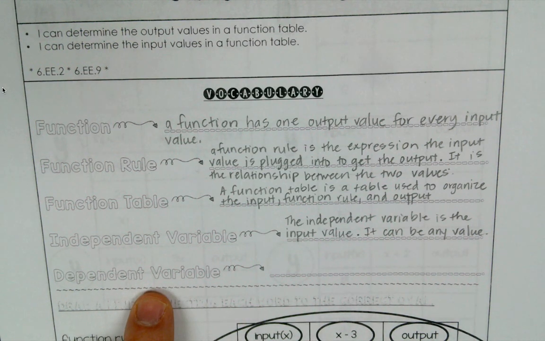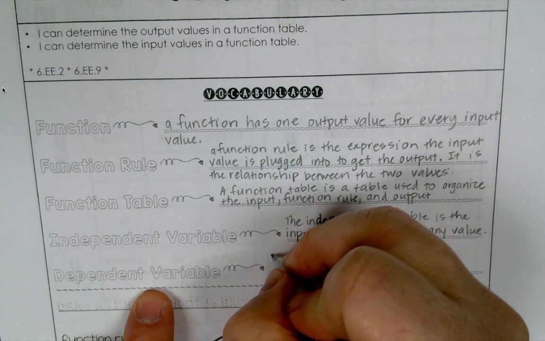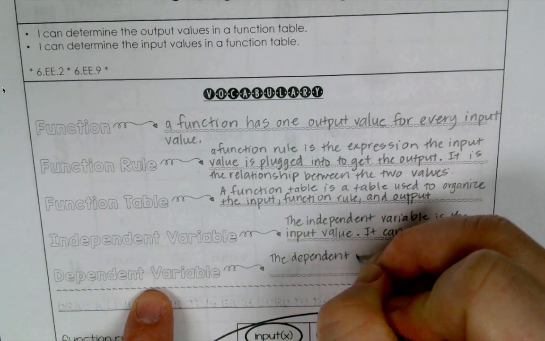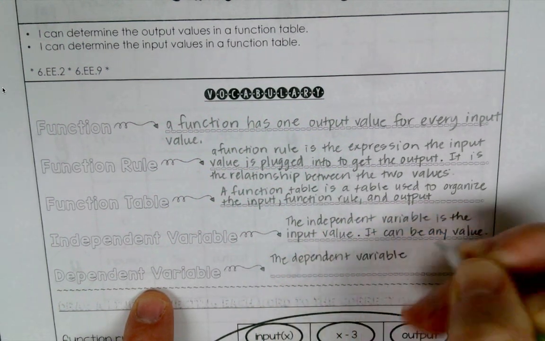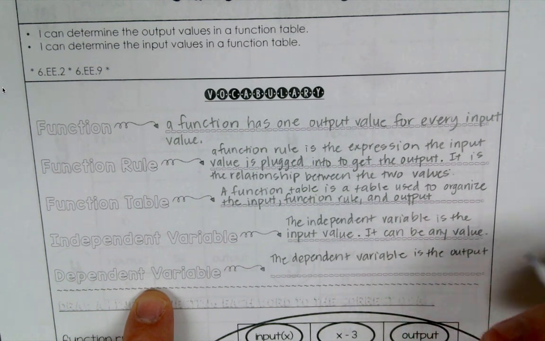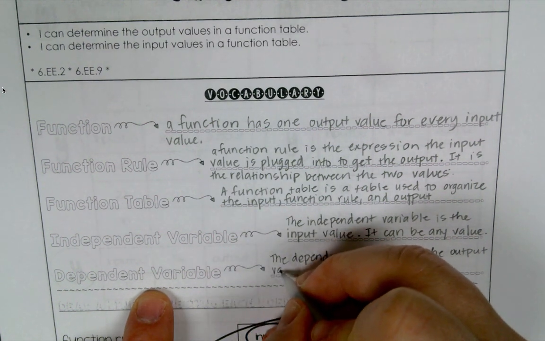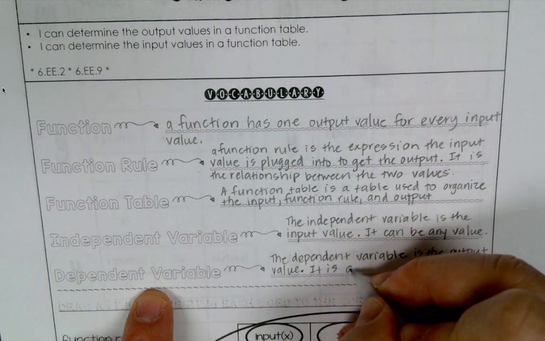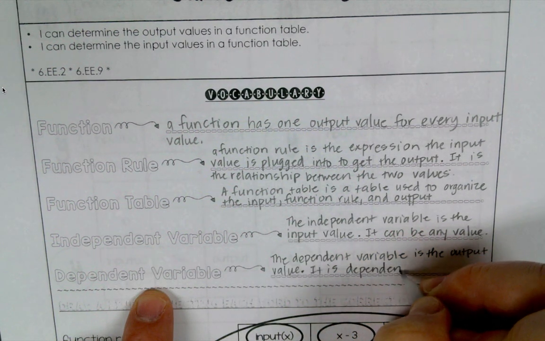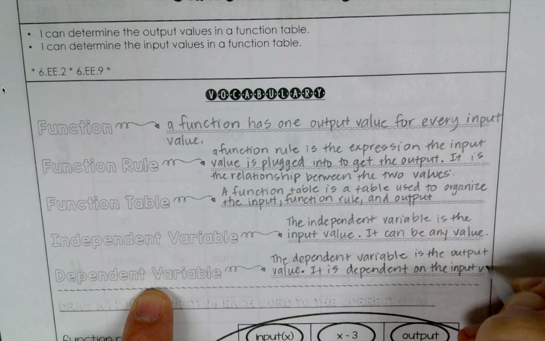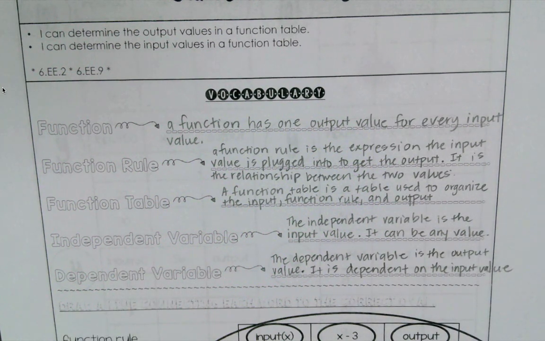The dependent variable is the output. It's your output value, okay? It is dependent on the input value. Okay. So get that written down.